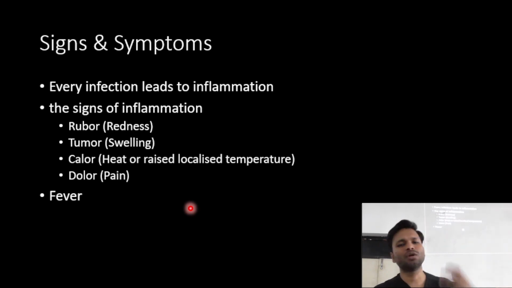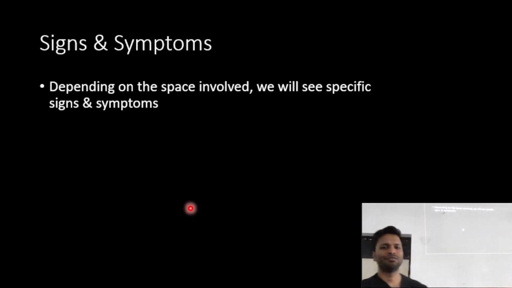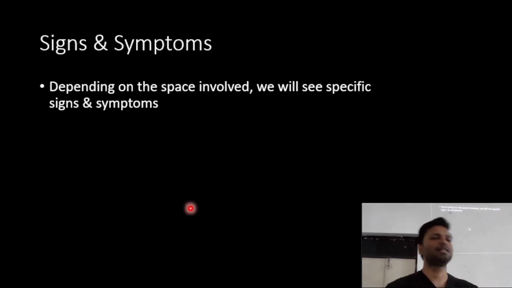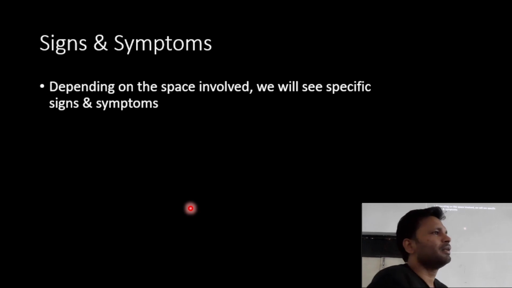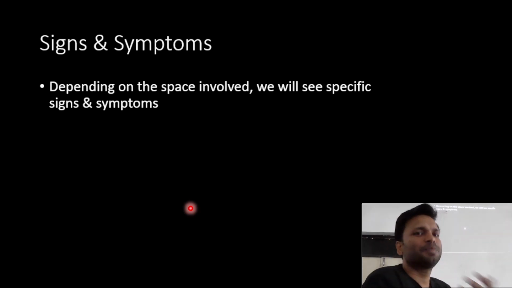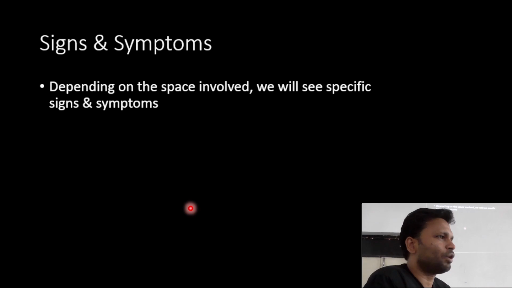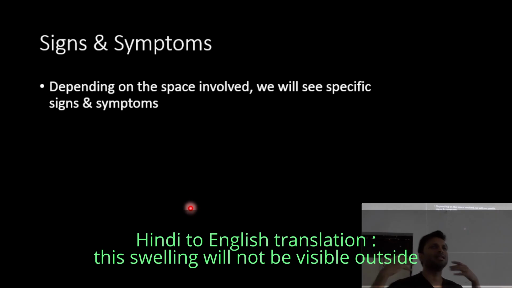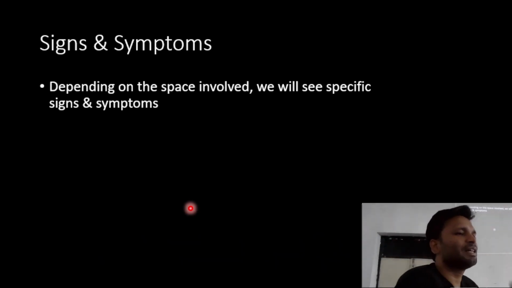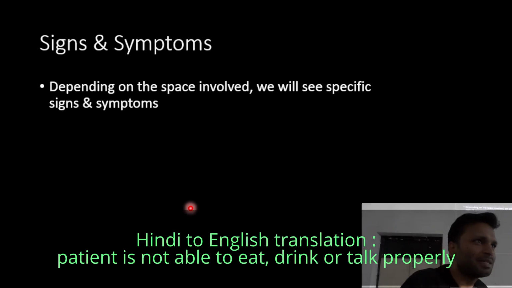Okay. Now, depending on the space involved, we will see different signs and symptoms. I'll just give you a few examples. If lateral pharyngeal space is involved or pterygomandibular space is involved, because of the swelling in the neck region, the swelling will not be visible outside, the swelling is in the neck region. So because of that, there will be dysphagia, dysphonia. The patient will not be able to eat, drink, or speak properly, right?